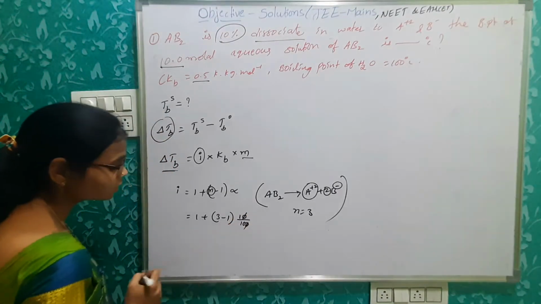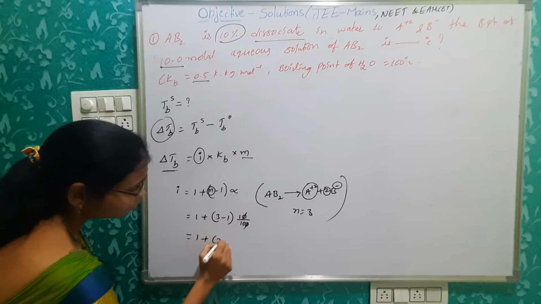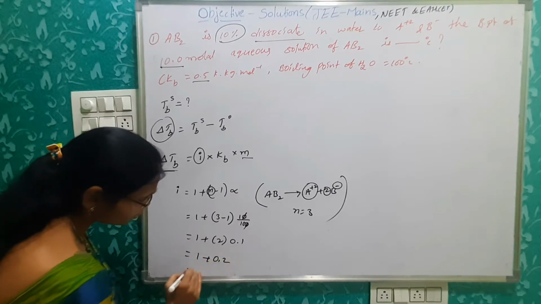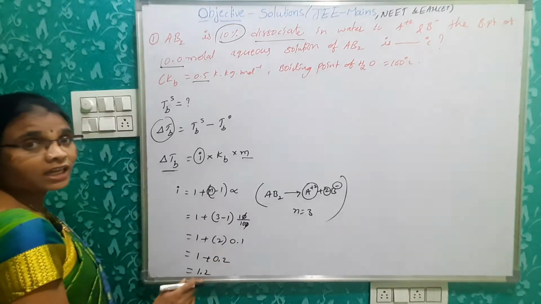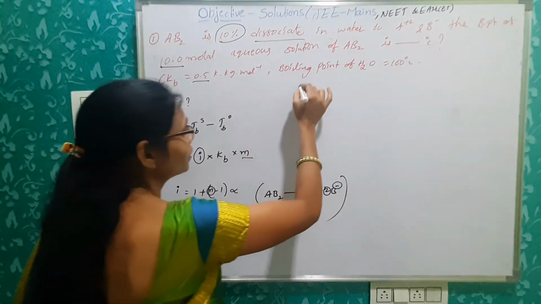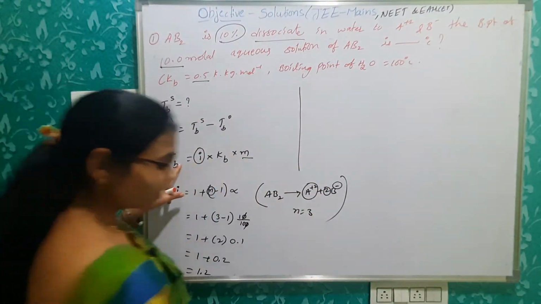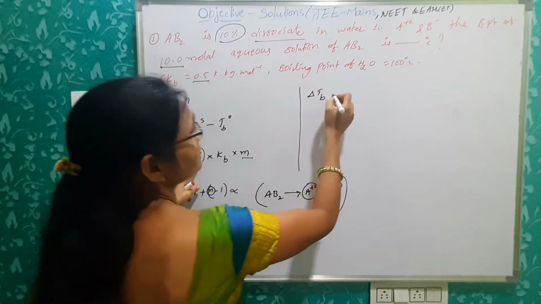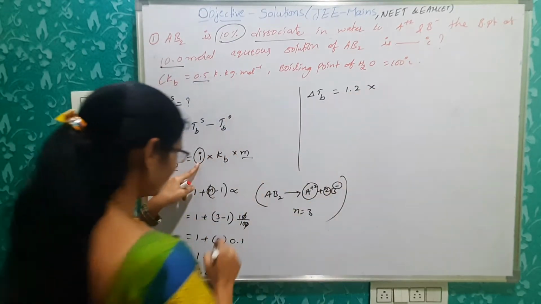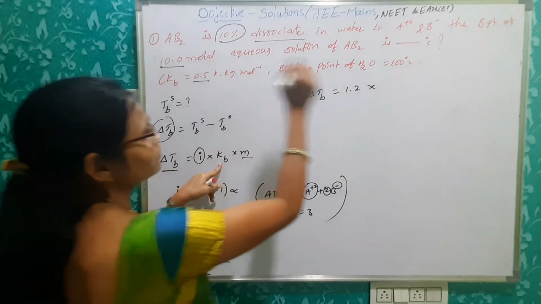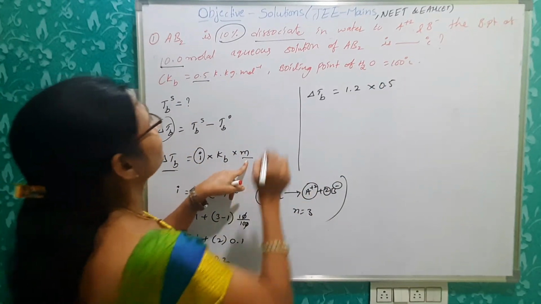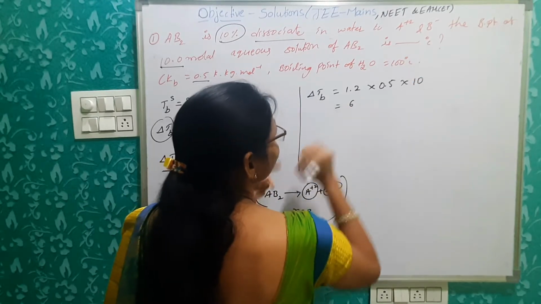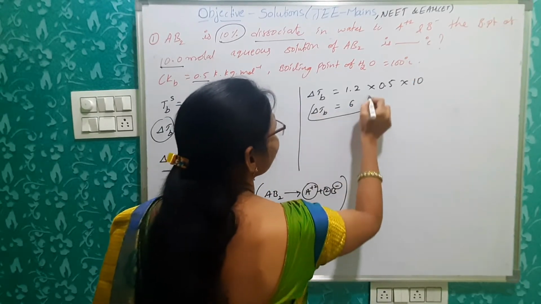Now zeros cancel. 1 plus 2 into 0.1. 1 plus 0.2 means how much? 1.2. The i factor is calculated as 1.2. Now, after calculating the i factor, we can calculate delta TB, which is 1.2 into Kb, given as 0.5, into molality, given as 10.0, means only 10. How much? 6. Delta TB is calculated as 6.